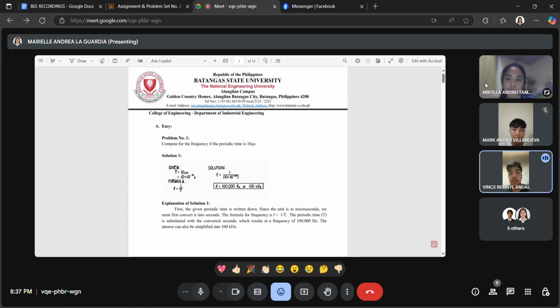The formula for frequency is F equals 1 over T. The direct substitution for the solution is F equals 1 over 10 times 10 raised to negative 6, which gives us an answer of F equals 100,000 Hertz, or equal to 100 kilohertz.